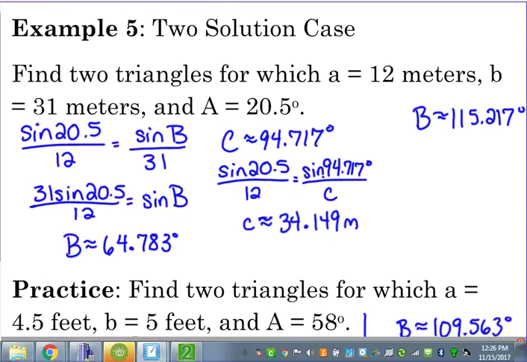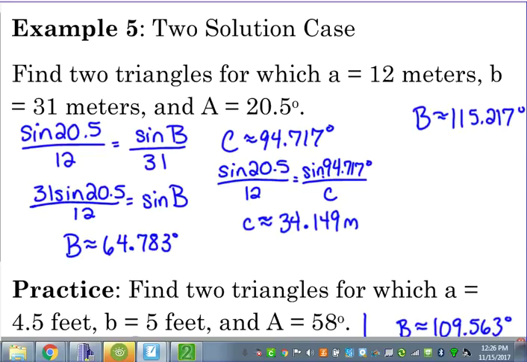Let's make sure that it works out. Check smallest angle, smallest side, biggest angle, biggest side. In this case, our smallest angle is 20.5, angle A, and 12 meters is the shortest side. The biggest angle is angle C, and the biggest side is side C. So all that checks out there. Let's work out the other scenario.